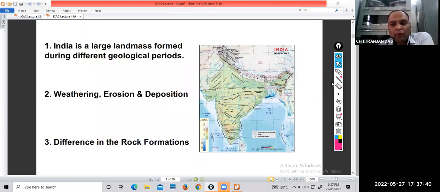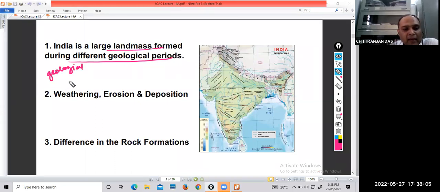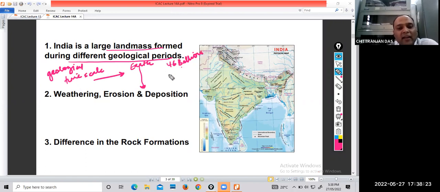Okay, so the first factor is a very important factor: India's large landmass formed during different geological periods. सबसे पहला है कि हमारे यहाँ पर इतनी वैरायटी इसलिए है क्योंकि अगर हम जियोलॉजिकल टाइम स्केल की बात करेंगे, जियोलॉजिकल टाइम स्केल में क्या होता है, ये पूरा स्केल है, यानी कि अर्थ के फॉर्मेशन से लेकर अभी तक का स्केल, जिसमें है around 4.6 billion years.